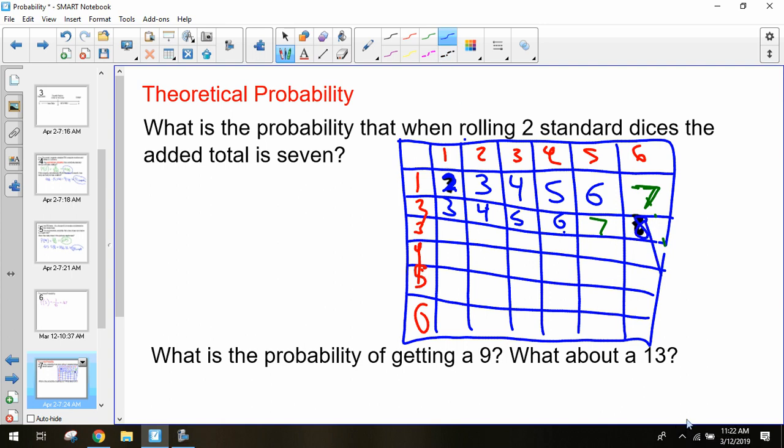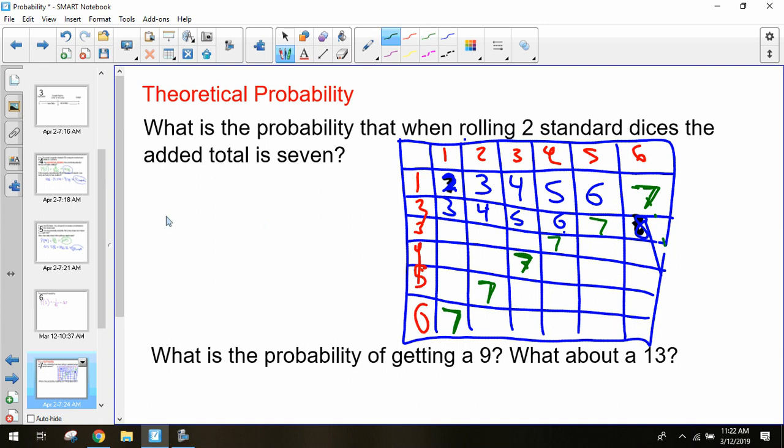What other possibilities will give me 7? 3 and 4 should give me a 7. 4 and 3 should give me a 7. 5 and 2 will give me a 7. 6 and 1 will give me a 7. How many total desired outcomes do I have? 6. I have 6 possibilities of combinations that can give me a 7.